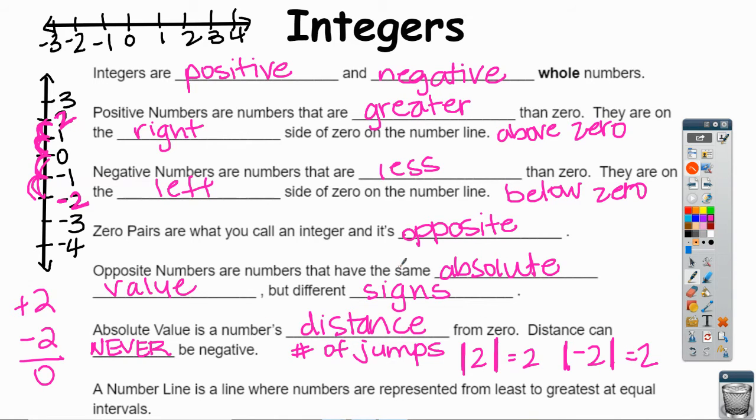Okay, if you need to finish up these notes, go ahead and pause here. Please make sure that you draw these number lines, that you draw your zero pairs. I'm going to draw a little arrow to that right there. And that you draw these absolute value signs here because you may need these notes later. But I'm going to go ahead and move on.